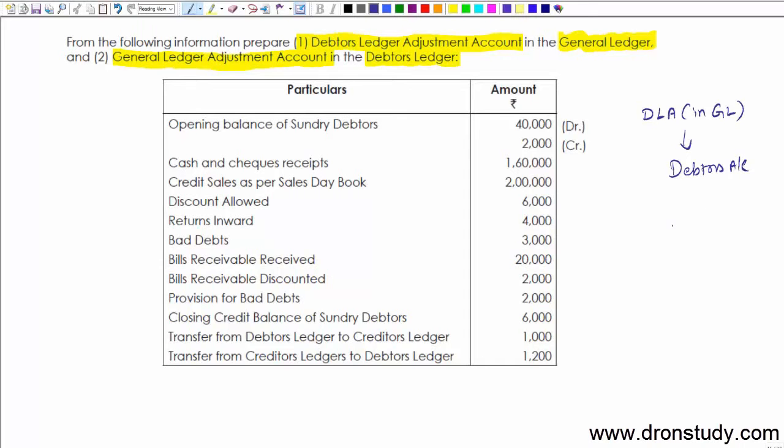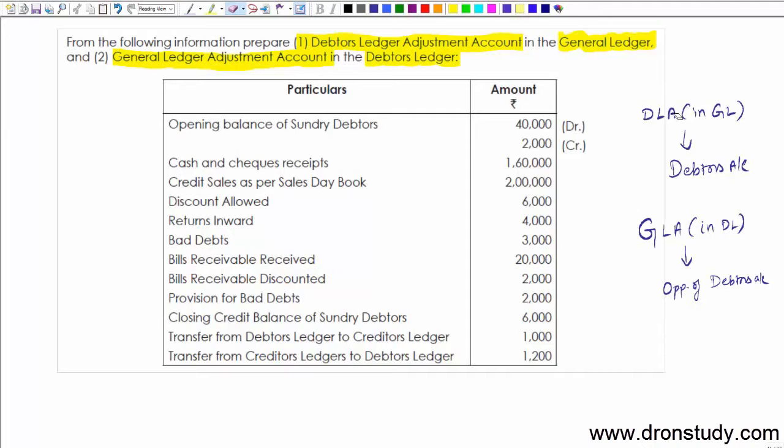Similarly, we have general ledger adjustment account. The general ledger adjustment account in debtors ledger is basically opposite of debtors account. So we call this a control account basically to ensure balancing. Now we'll go item by item and see what entries we have to pass, and see how things go further.